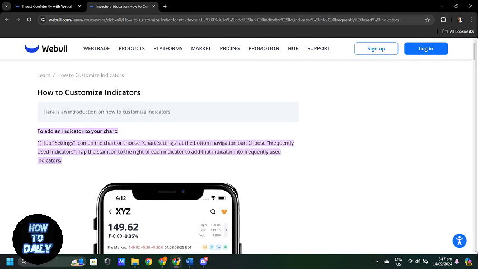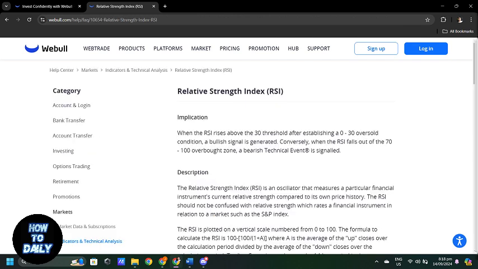The relative strength index helps you spot overbought or oversold conditions. So when RSI is above 70, it's a potential sell signal as the stock may be overbought.